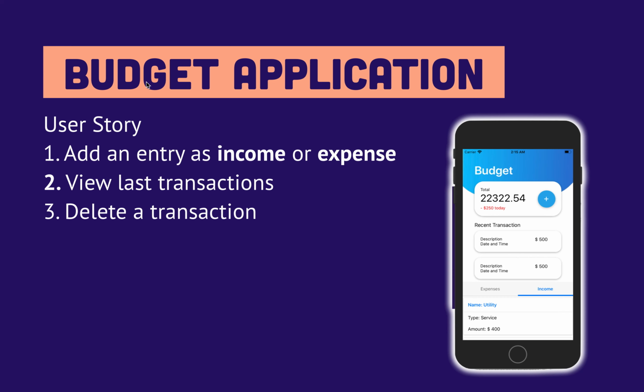So let's do our part of building projects. In this project we'll have a simple application and just three user stories. A user story is something a person can do with the application. First, they should be able to add an entry, and this entry could be income or expense. Second is to view the last transactions, so basically we'll show them all the transactions. And the third is to delete a transaction. These are simple things which we will show them. There could be some minor changes here and there, but this is everything in the box.